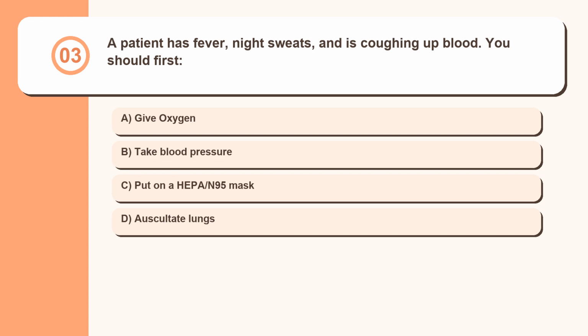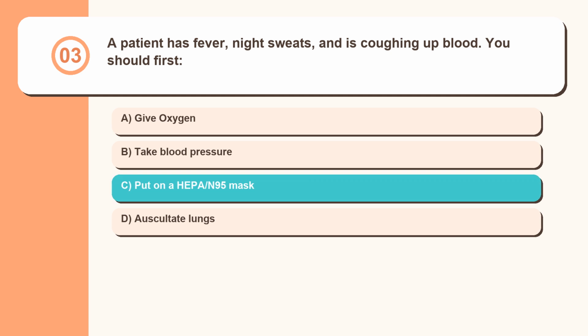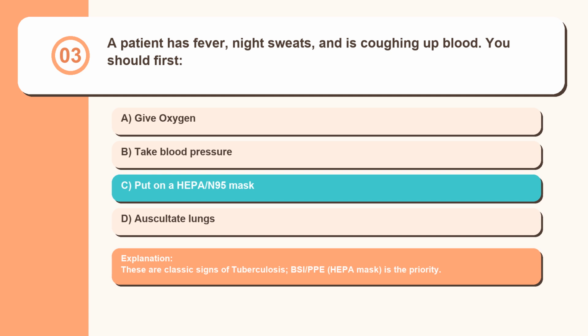Question 3. A patient has fever, night sweats, and is coughing up blood. You should first give oxygen, take blood pressure, put on a HEPA/N95 mask, auscultate lungs. These are classic signs of tuberculosis. BSI/PPE, HEPA mask, is the priority.